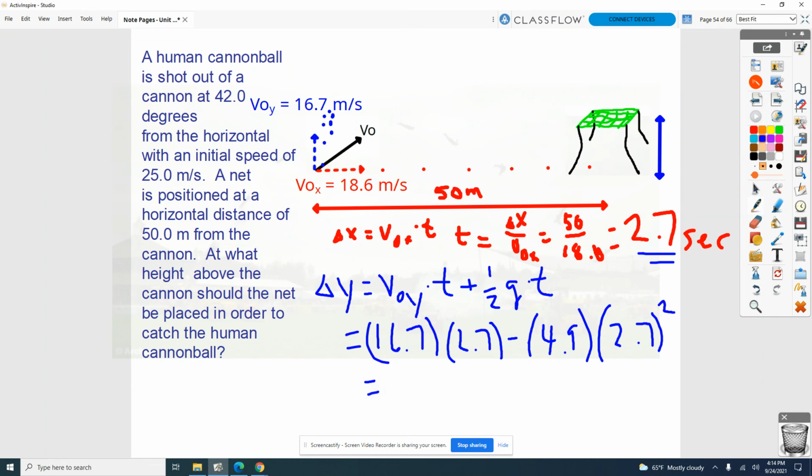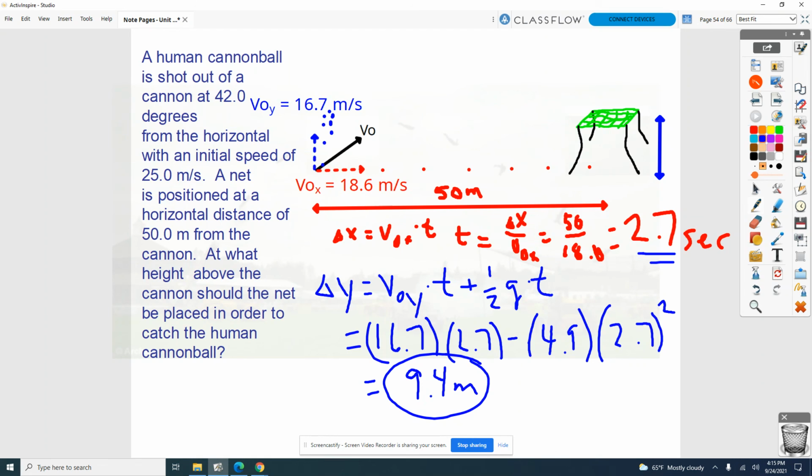And so now we can just go ahead and compute that. It's not too bad, just pay attention to the negatives and so forth where you need to. And I compute that to be about 9.4 meters. Okay, and so placing the net at a height of 9.4 meters would certainly be sufficient to catch him in that net. So there we go.